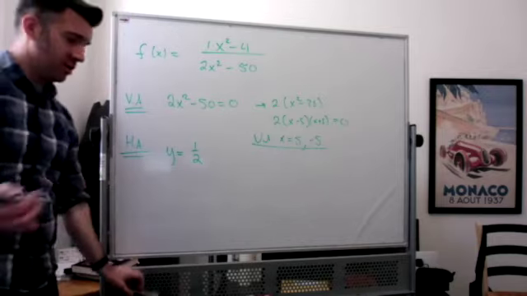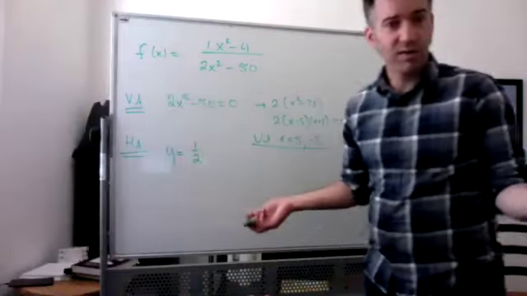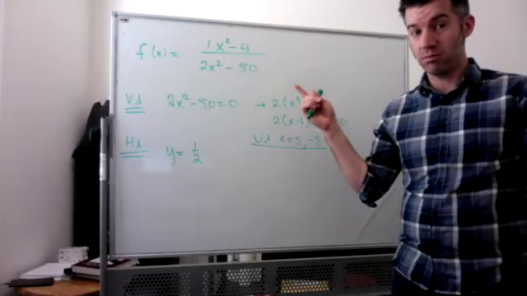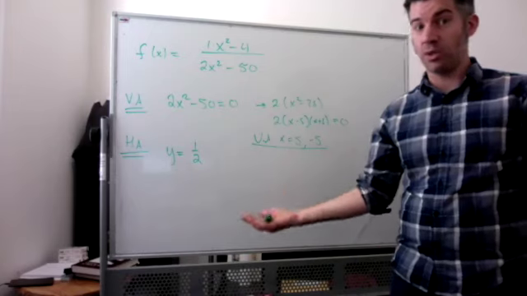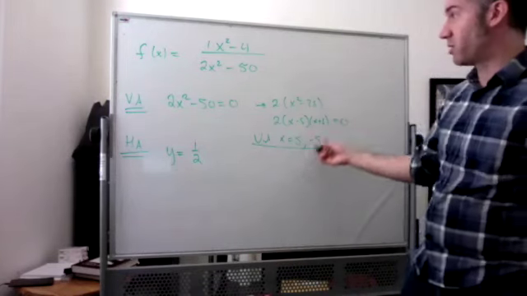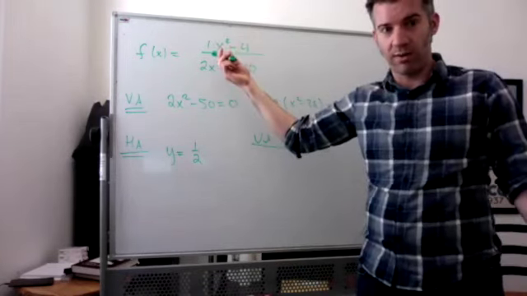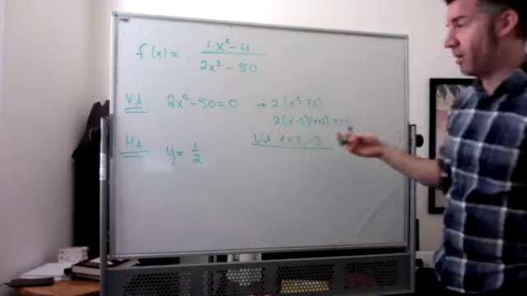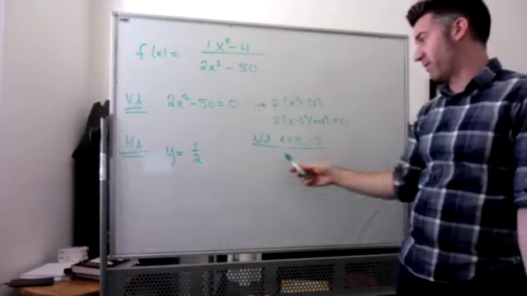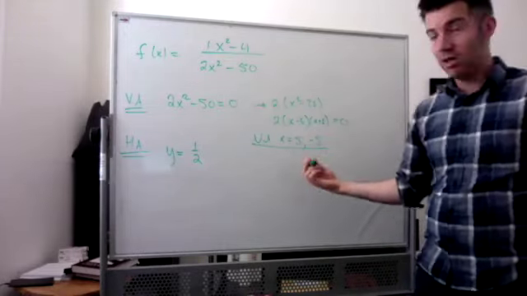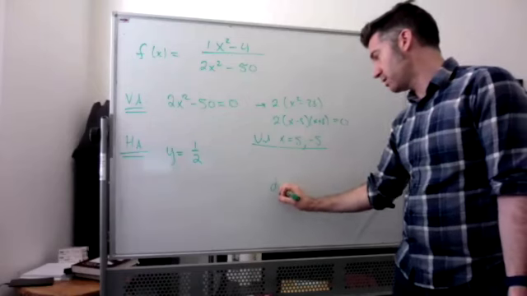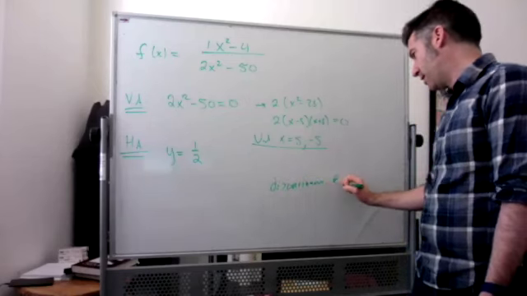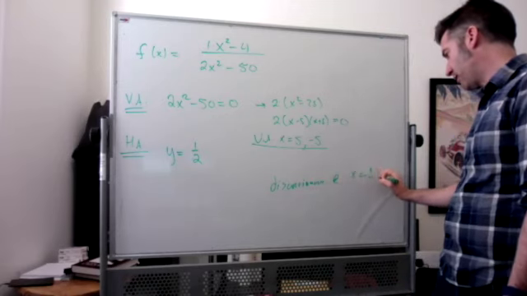Actually, let me ask one more question. Where is this function discontinuous? Well, it's a rational function. Rational functions are continuous on their domains. This function is defined everywhere except for where it's not. I know that seems very self-referential, but what I mean is this function is defined everywhere except for where the denominator is 0. So this function is discontinuous at x equal to plus or minus 5.